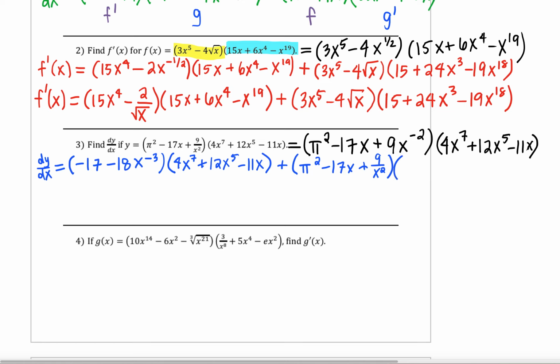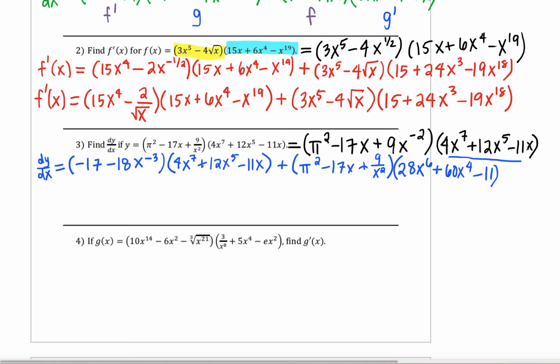And on the second function, you can use the power rule. Why don't you guys pause the video and find the derivative of this 4x to the 7th piece. Now the derivative of that, using the power rule, would be 28x to the 6th plus 60x to the 4th minus 11. And we have now differentiated our original function y.